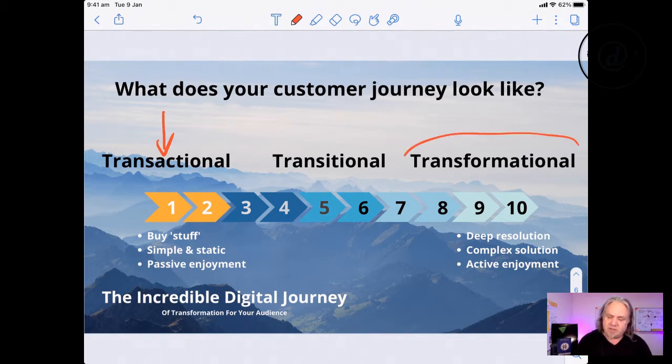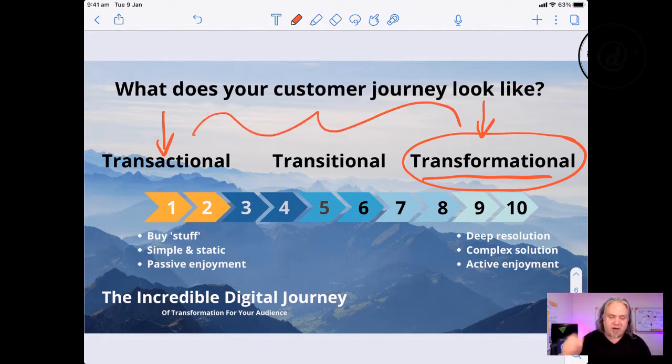But if we're looking at where businesses in the future are going, the ones that are getting the biggest traction are the ones that are creating that transformation. They're the ones that are saying, hey, we understand this journey that you're going through. We want to make sure that we can provide that transformational journey for you as well. So we're moving from transactional to transformational along this pathway. Where is your business? What kind of customer journey are you able to provide as well?